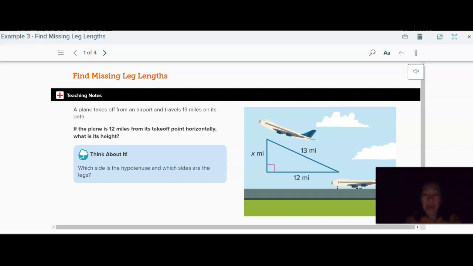Hey guys, I am recording in the dark, which is why I am barely able to be seen, but we are going to continue with the Pythagorean theorem.